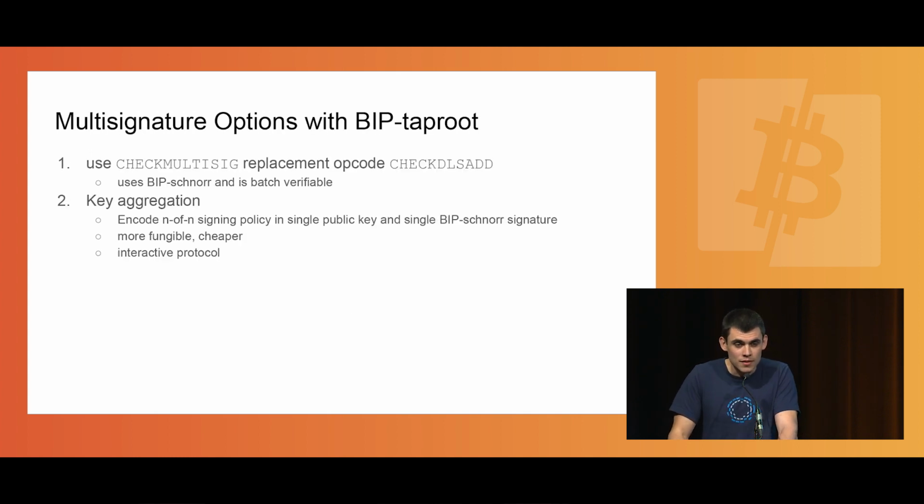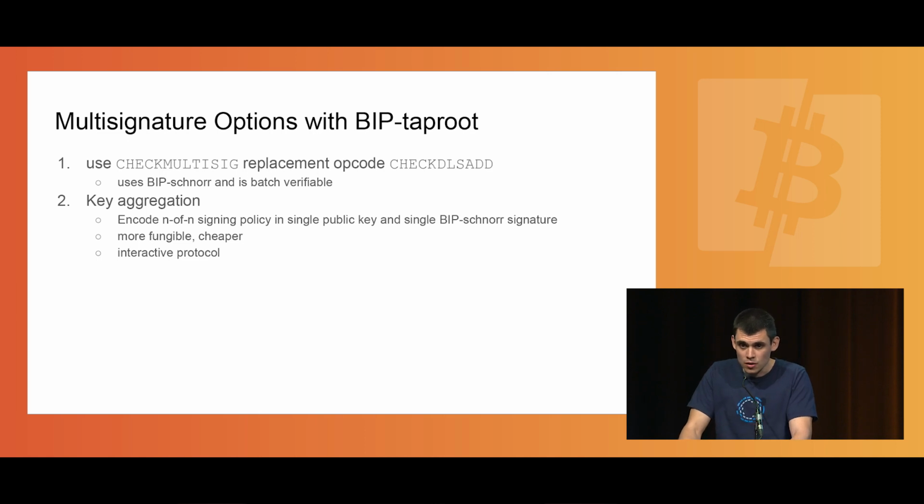If you want to do multi-signature things with BIP Taproot, you have quite a few options. One is to use this new opcode called checkDLSAdd, which is basically a replacement for check multisig. Check multisig would be deprecated in this version. And the advantage of checkDLSAdd is that it's batch verifiable, which check multisig fundamentally is not. And it's also BIP Schnorr compatible.